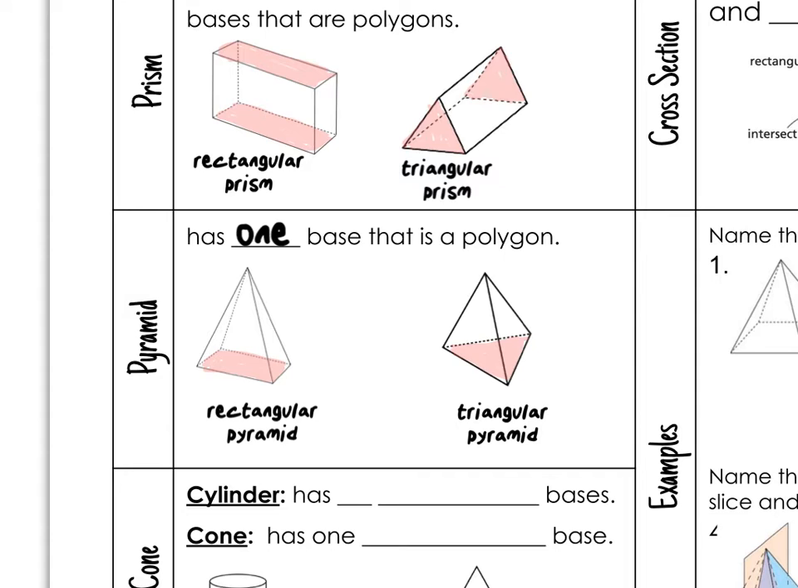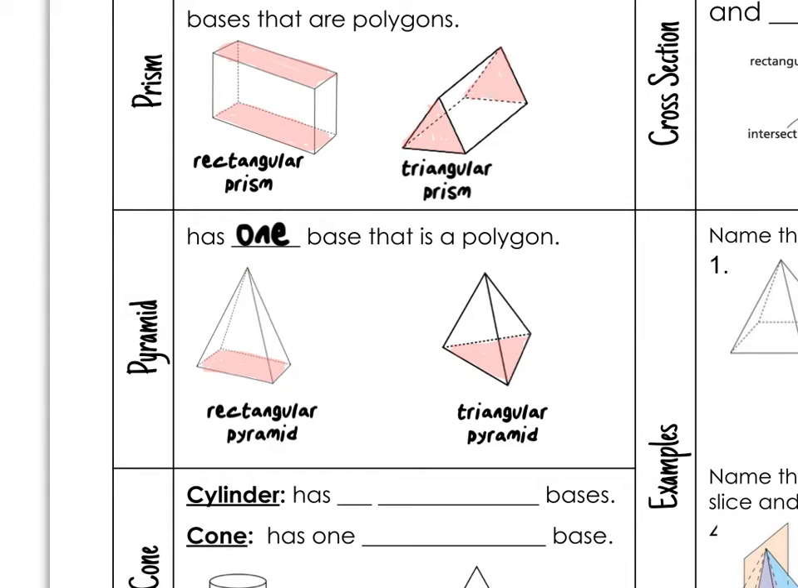On the next vocabulary word, we have pyramid. A pyramid has one base that is a polygon. When you're looking at a pyramid, you'll have one base, and opposite that base, you'll have the vertex of the solid, where all the other sides meet. All the other sides will be triangles. They're all going to meet at this point.